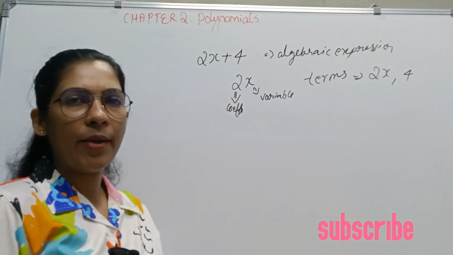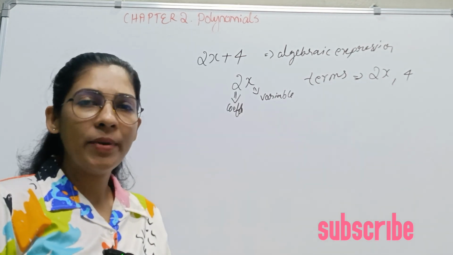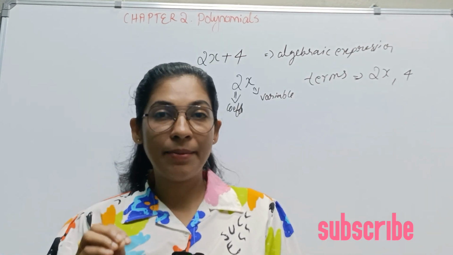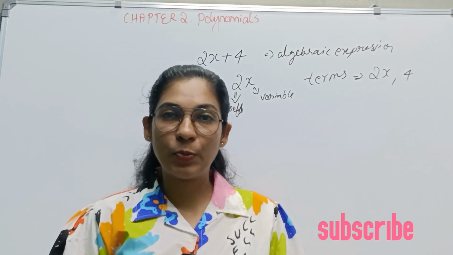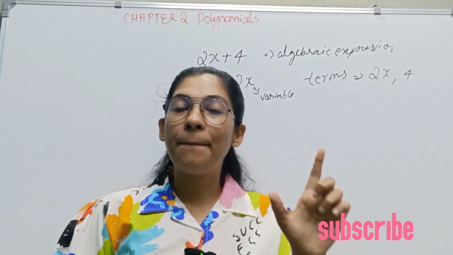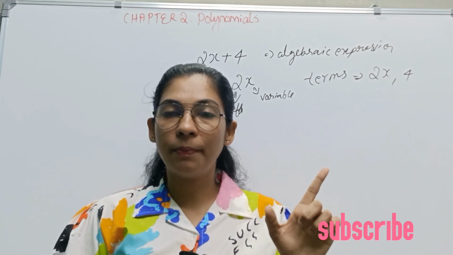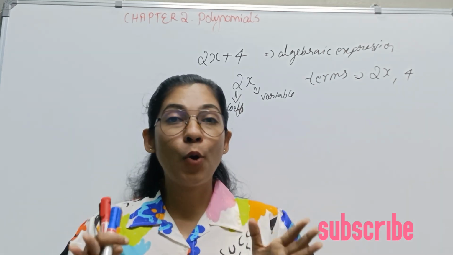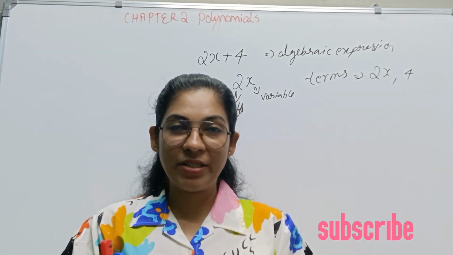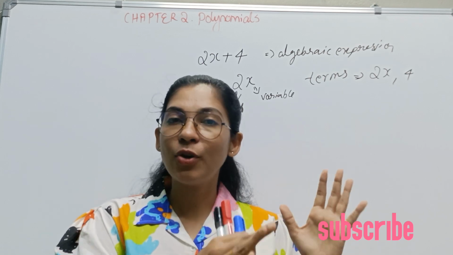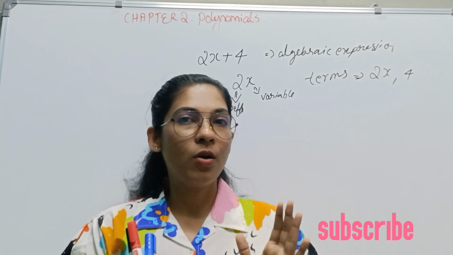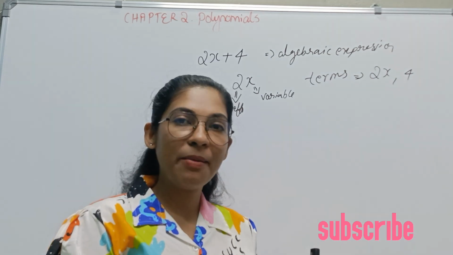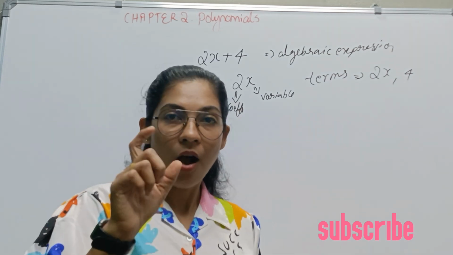So what is a polynomial expression? A polynomial expression is an algebraic expression in which the power of the variable should always be a whole number. Once again, a polynomial is an algebraic expression in which the power of the variable should be a whole number. So what is a whole number? All counting numbers with 0 are said to be whole numbers.